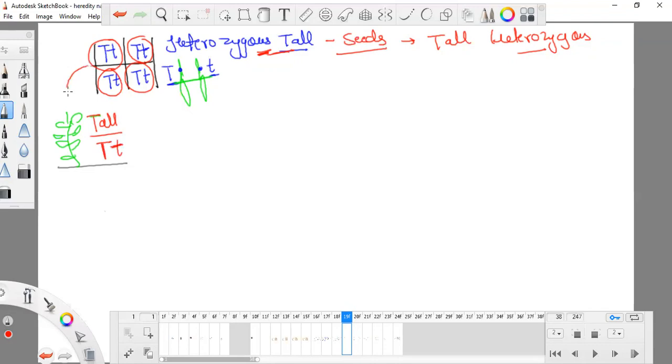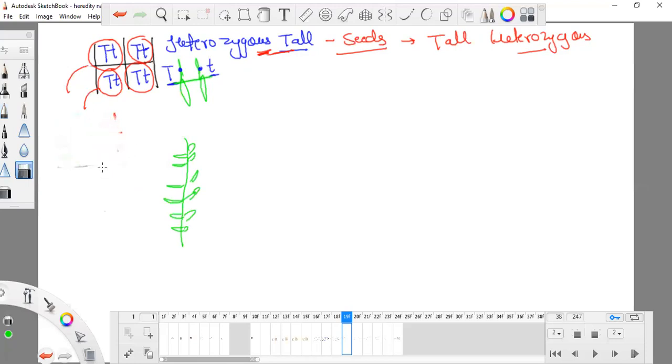So all the seeds will be sown, but we are going to learn about only one. A plant is grown, and it is tall. That is a tall plant, but the information it carries is TT.